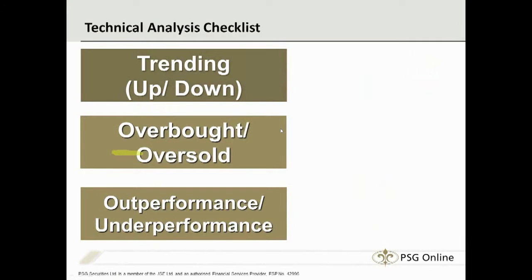Within that long-term trending market, either up or down, you want to look to take advantage of the cycles. Are we at the top of the cycle? Are we overbought, oversold? And then lastly, you want to go for shares that are outperforming the market. So you want to go long, you want to go for the strong shares. You want to go short, you want to go for the underperforming shares.